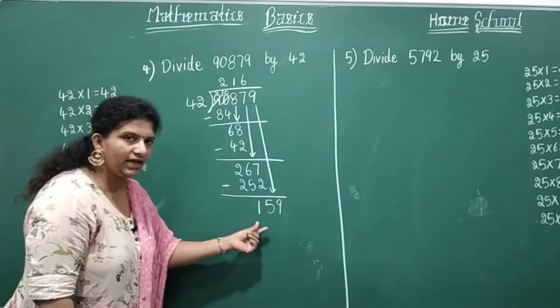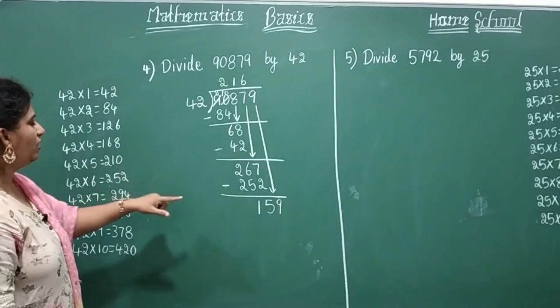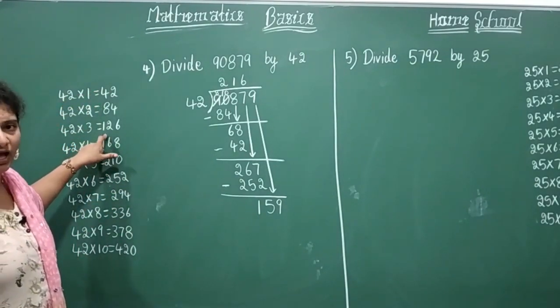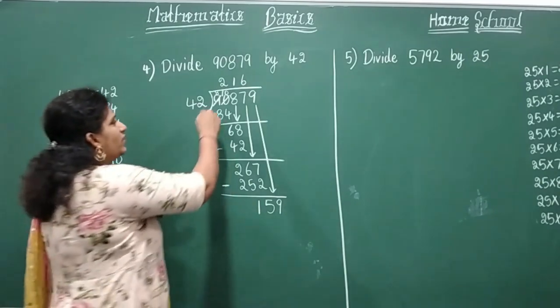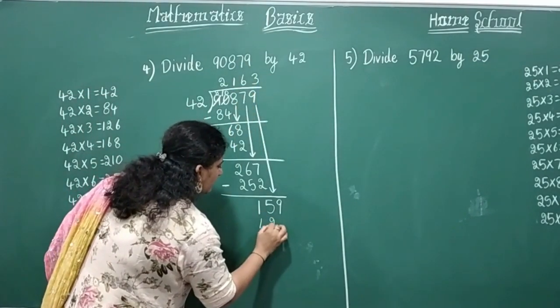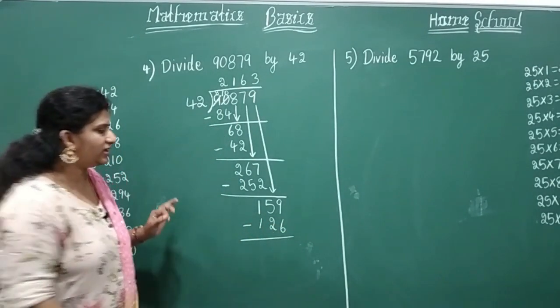159. So again, look back at your table. You can guess the numbers, right? 159, where is it? Yes, 42 threes are 126. Again, subtract, children, here.